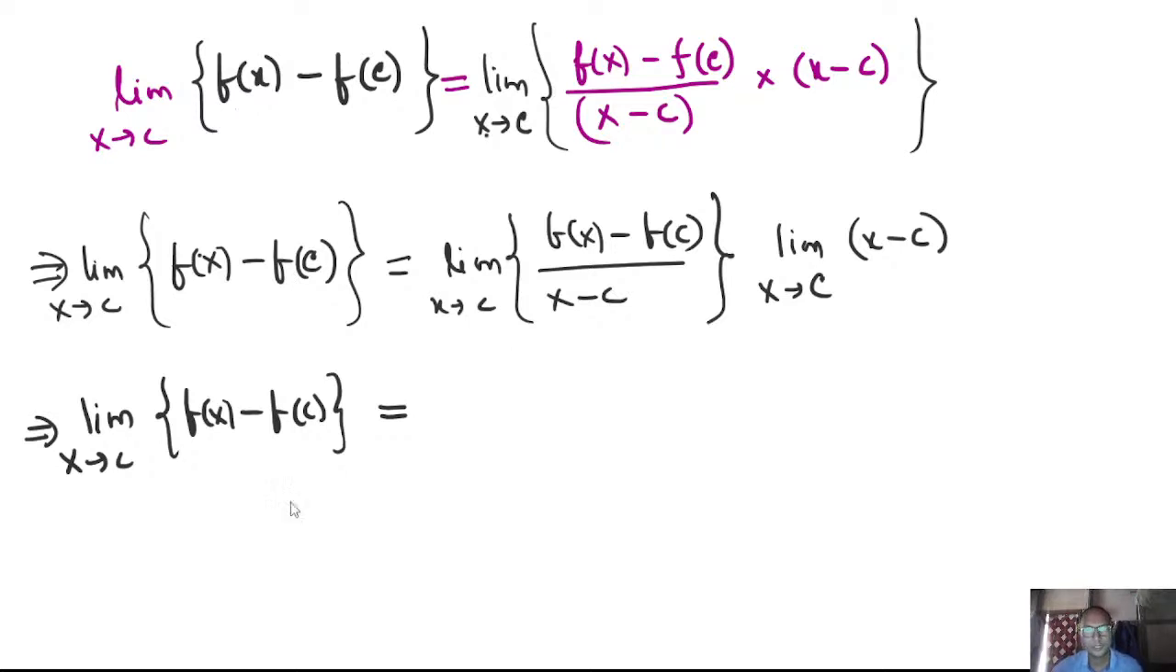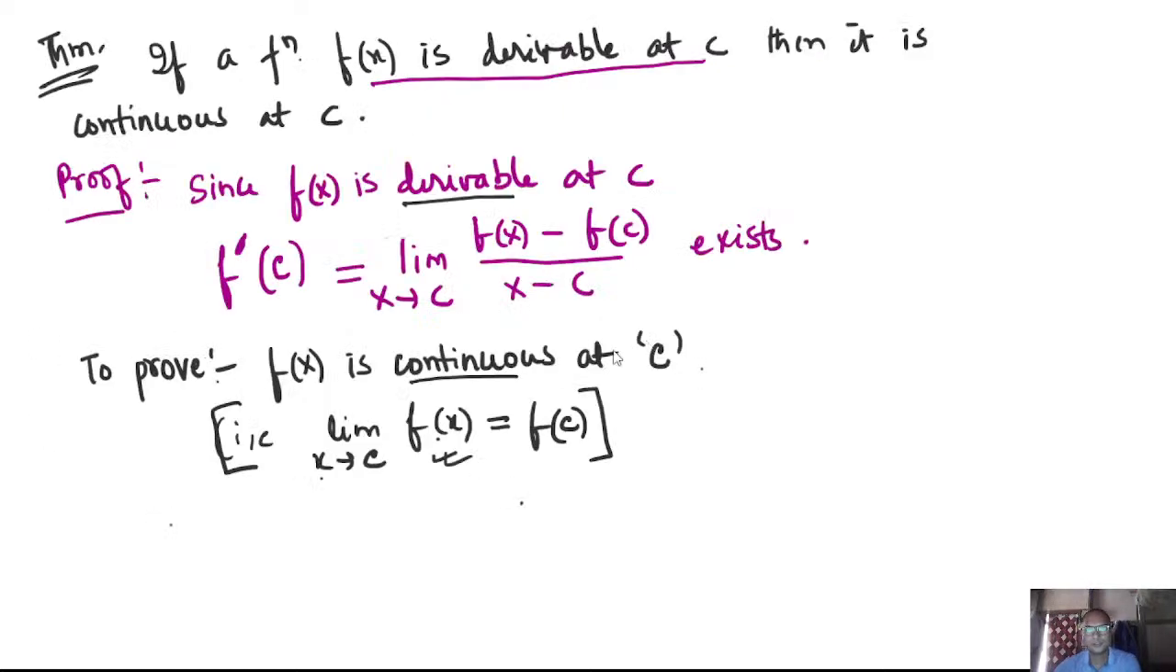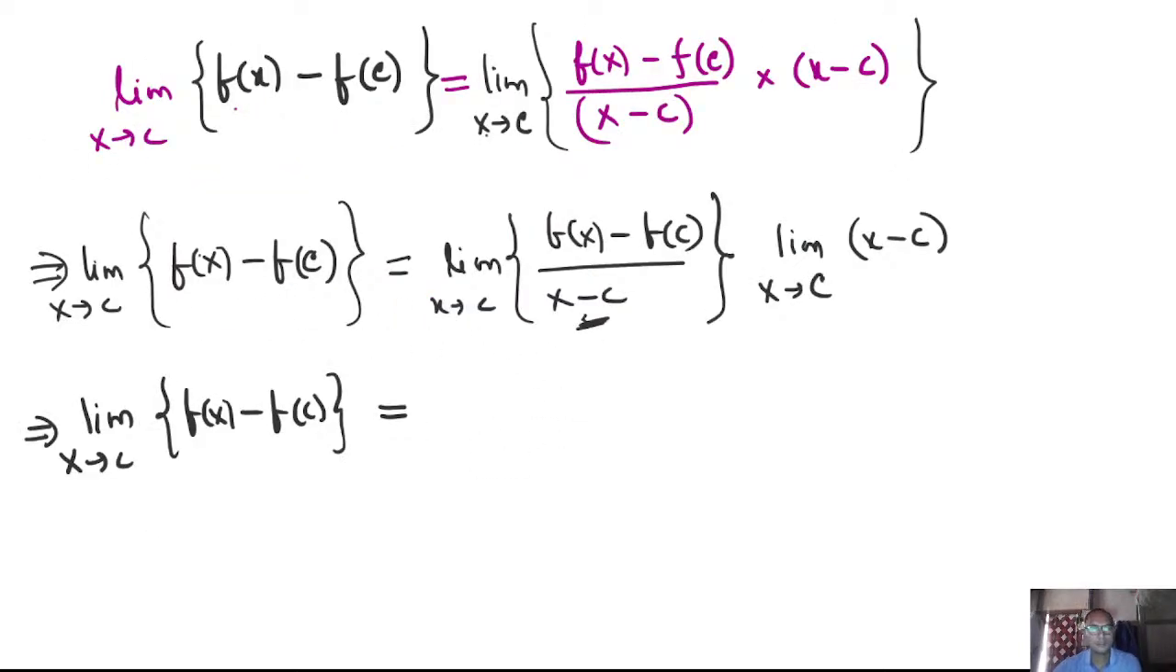Okay. Now, how about this value? If you look back here, this term is the derivative at the point c, that is f prime of c. And if you put x equal to c in x minus c, we get c minus c, which is 0. So I am going to write 0 here. That is what we are getting now.